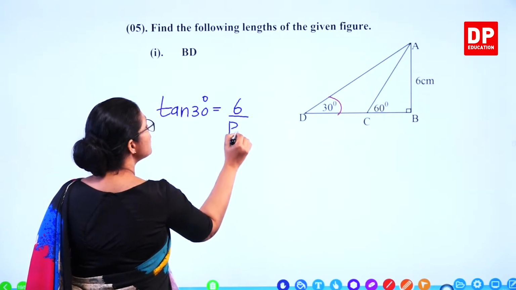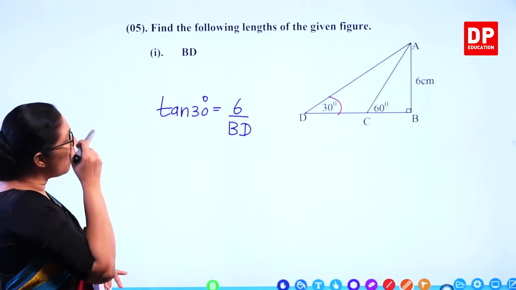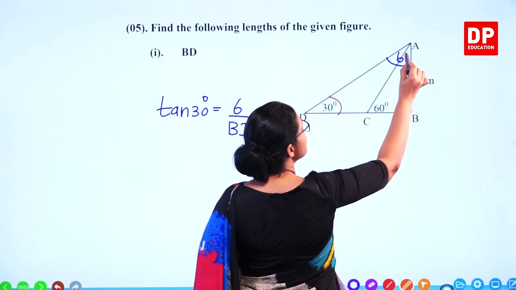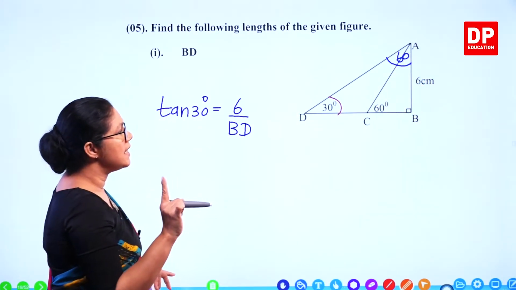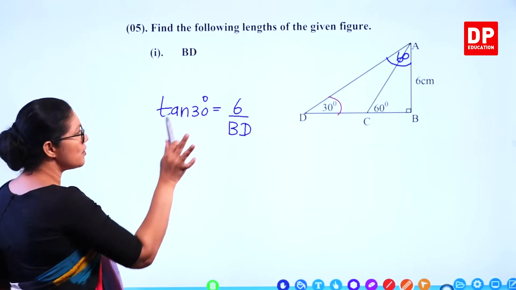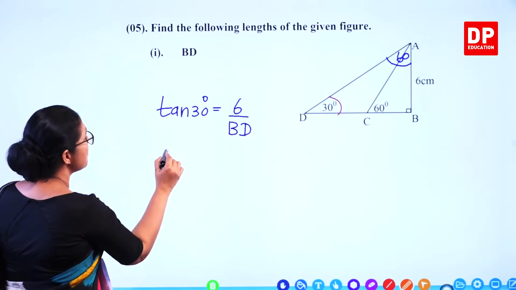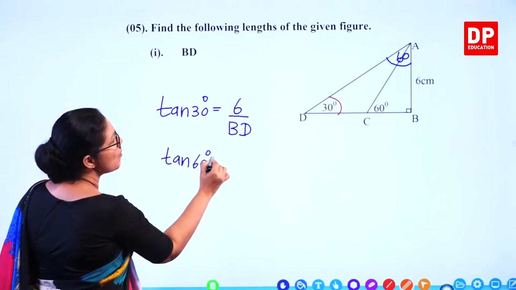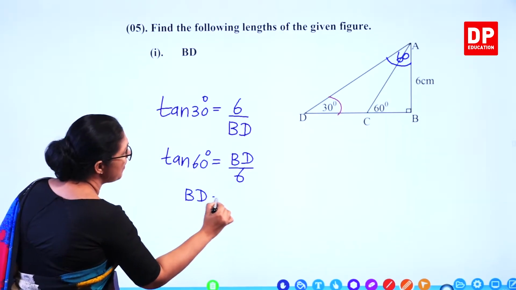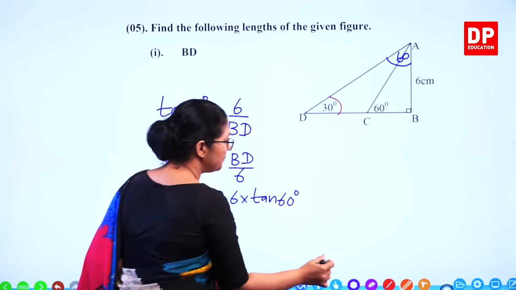Now what happens if you use it this way? You have to divide by tan 30 to find BD. Because of that, it is easier for us to use the other angle, 60, and find the BD length. If you use the 30, you have to use logarithmic tables as well, but we don't need to. So we'll use the tan 60 value. Tan 60 is equal to BD over 6. So BD is 6 times tan 60. Now you have to refer to the tangent table and get the value.